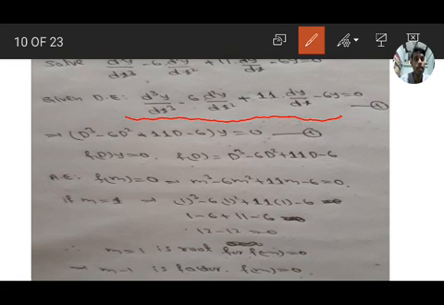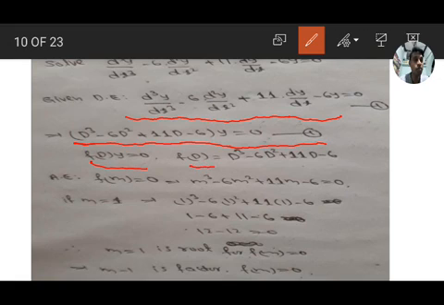So if you write it in symbolic form, d cube y by dx cube means D cube, d square y by dx square means D square, dy by dx means D, y means y. So we get D cube minus 6D square plus 11D minus 6 of y equal to 0. So compare equation 1 with f of D of y equal to 0, the standard form.